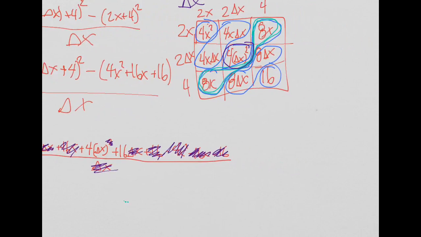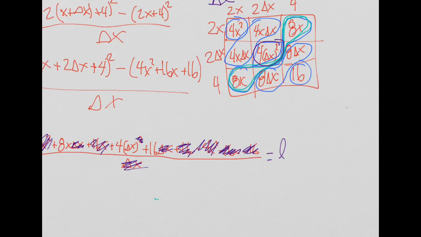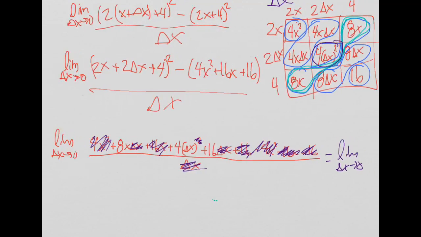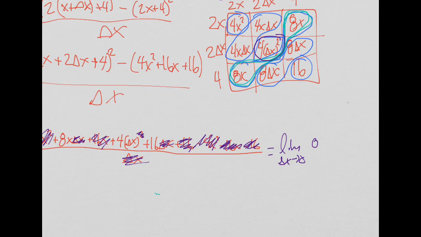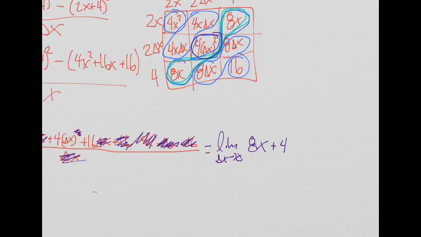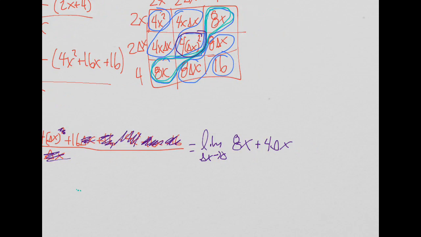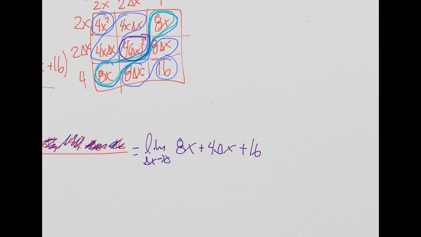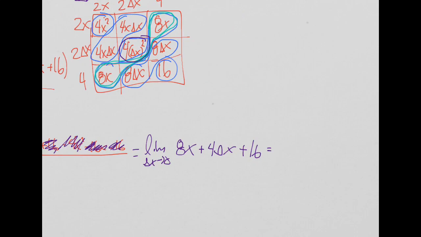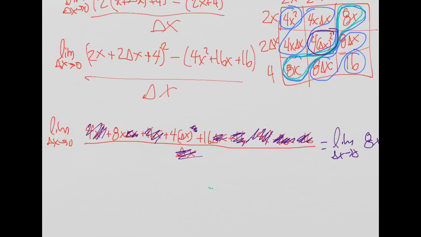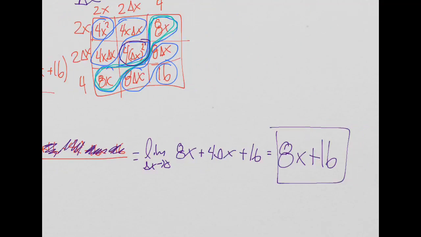And so I'm left with the limit as delta x goes to 0 of 8x plus 4 delta x plus 16, which if I directly substitute delta x equals 0, I get my answer of 8x plus 16. That big old messy thing became 8x plus 16.